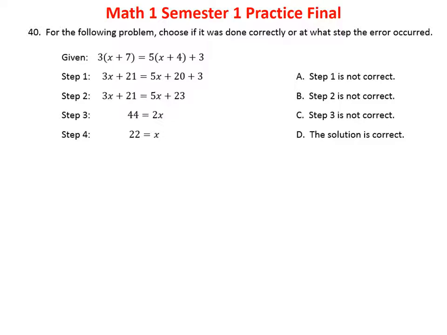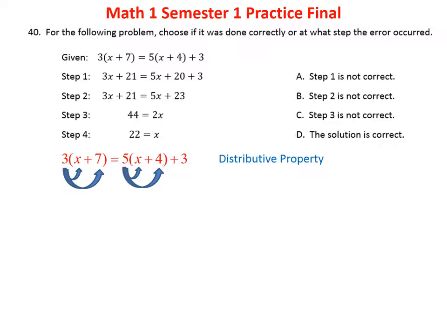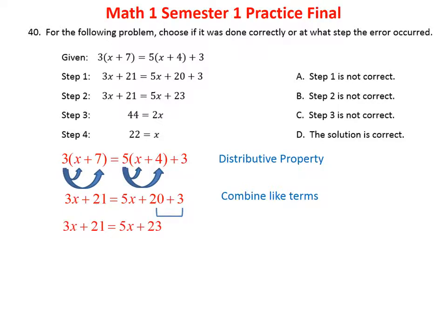On this problem 40, we're going to solve the problem and see if it ever makes an error, or if that's the correct answer. First thing we do here is we're going to distribute. 3 times x plus 3 times 7, 5 times x and 5 times 4. 3 times x, 3x, 3 times 7, 21, 5 times x, 5x, 5 times 4, 20. Second step, let's combine like terms on either side of the equation, but not across. Notice over here on the right side, I have a 20 and a 3 that I can add, and I get 3x plus 21 equals 5x plus 23. And notice, again, at this point, we're correct.